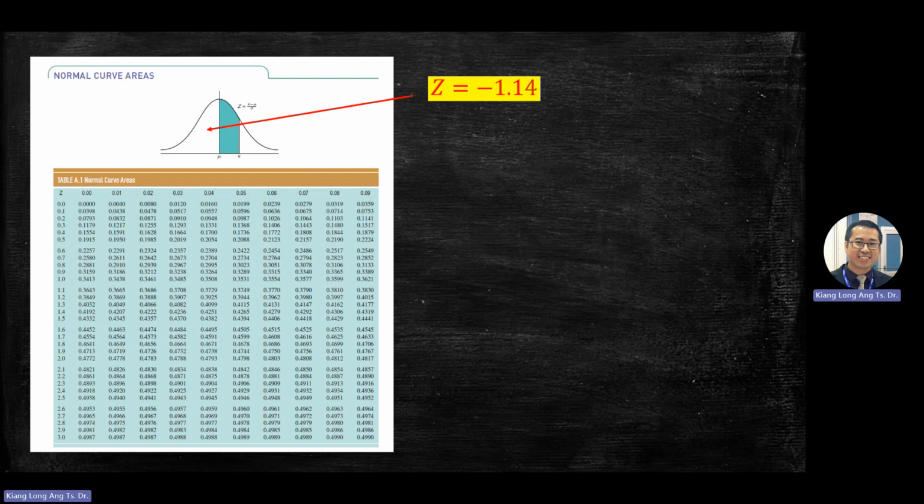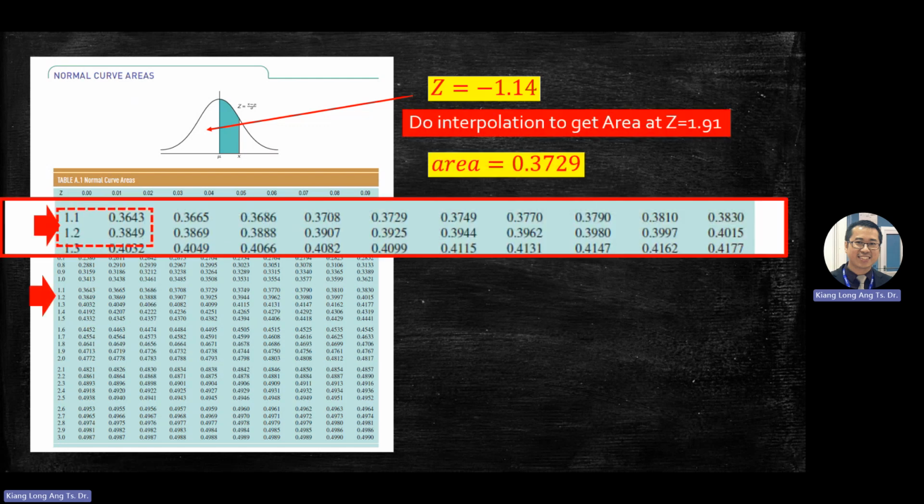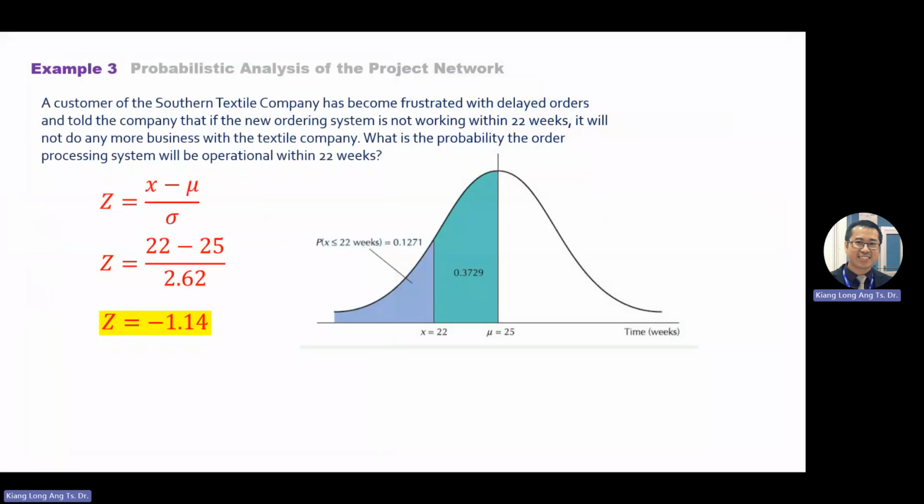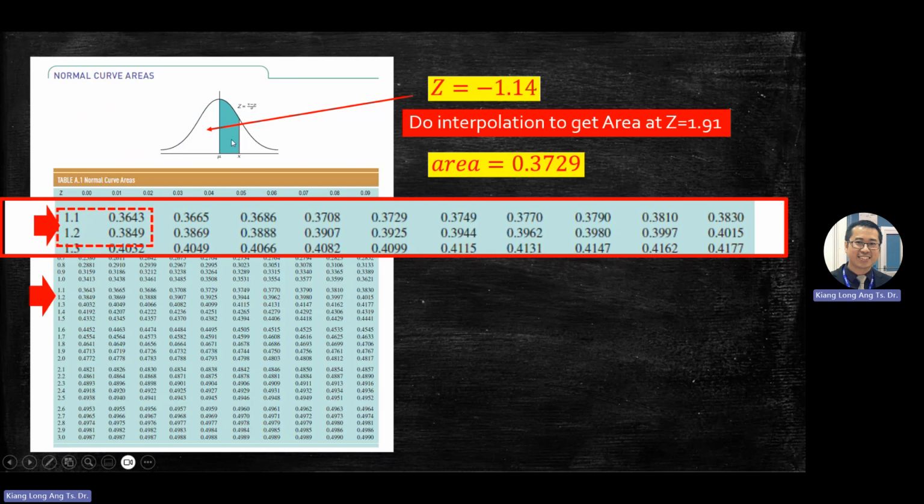1.1, 1.14. Don't read wrong: this is 0.1, 1.11, 1.12, 1.13, 1.14. 0.3729 is this one, here. Okay. So again, 0.3729 is the one in this blue color. The value that you read from the table is the blue color one. But this time, because your value is negative, it is on the other side from the middle. Understand?